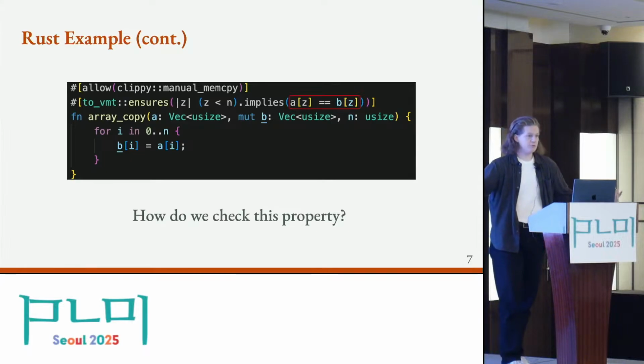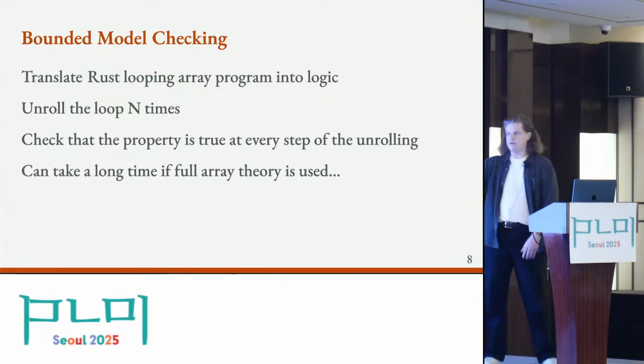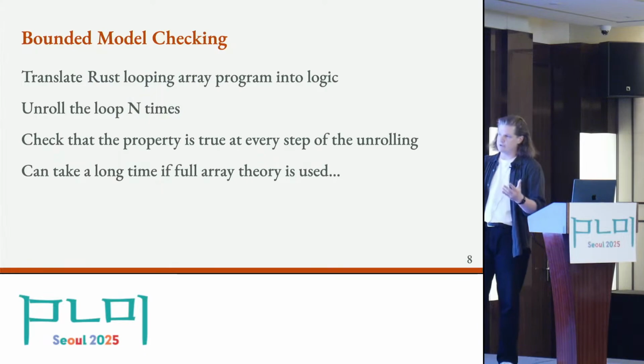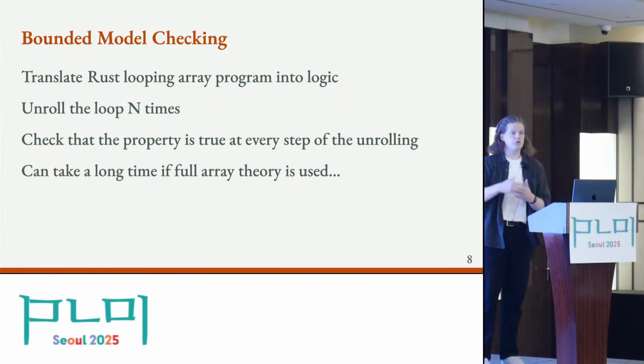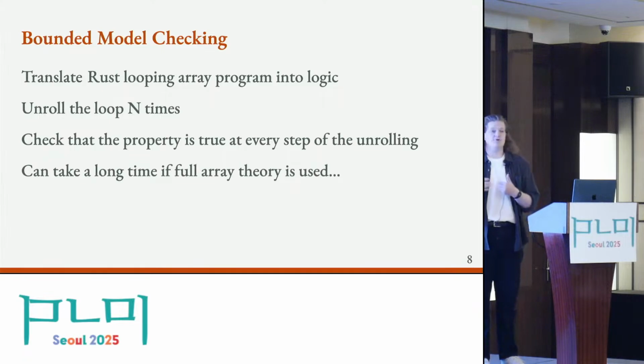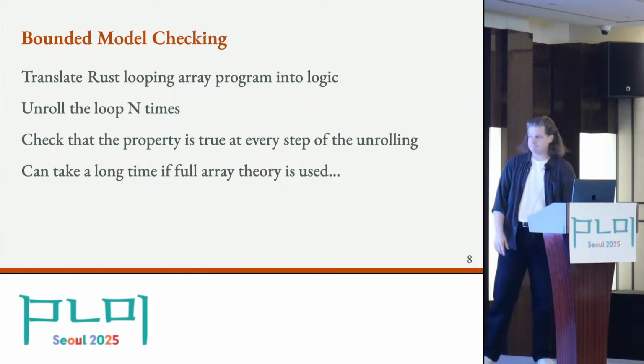But how do we check this property? How do we verify this property? We can do it in a bounded way using bounded model checking. The general framework is we're going to translate that Rust program into logic and unroll the loop in time. If we want to do bounded model checking to depth 20, we're first going to unroll to depth 1, 2, 3, 4, and so on. And we're going to check that the property is true at every step of the unrolling.